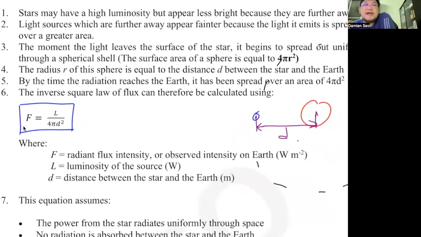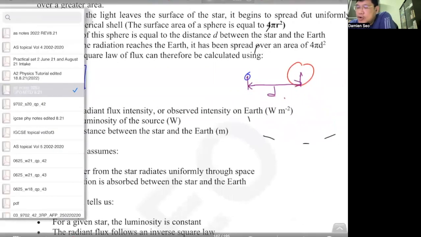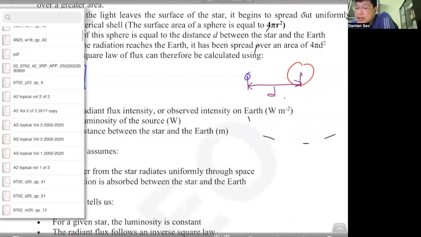Radiant flux intensity is just like a lamp producing light: power over the surface area of the sphere where the Earth is. That's it. This formula is very important. Must memorize.